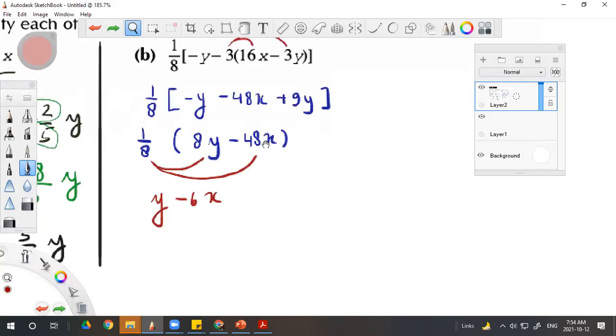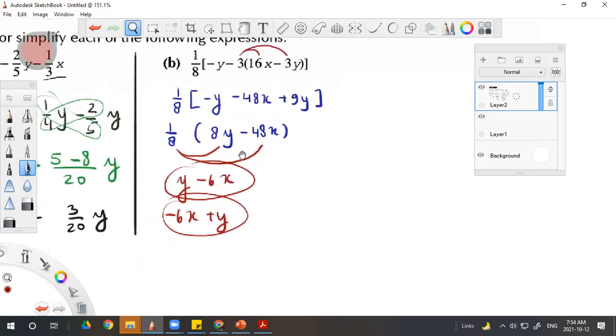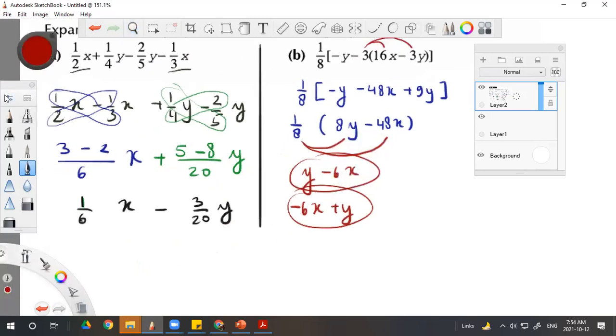But you think that, oh, this is not alphabetical, sir. So we have to do it alphabetically? Yes, you may: -6x plus y. Both are acceptable. Okay, both of them are okay.